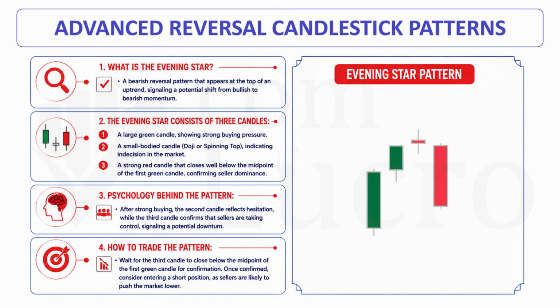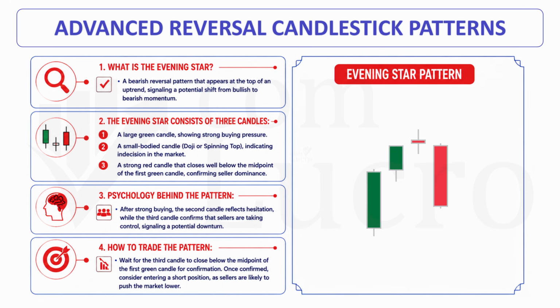Now, let's explore the evening star, a bearish reversal pattern that typically appears at the top of an uptrend, signaling that the market might be preparing for a shift from bullish to bearish momentum. Structurally, the evening star is also a three-candle pattern. It starts with a large green candle reflecting strong buying pressure. The second candle is a small-bodied one, showing indecision in the market. This could be a doji or spinning top. Finally, the third candle is a strong red candle that closes well below the midpoint of the first green candle, indicating that sellers are starting to dominate.